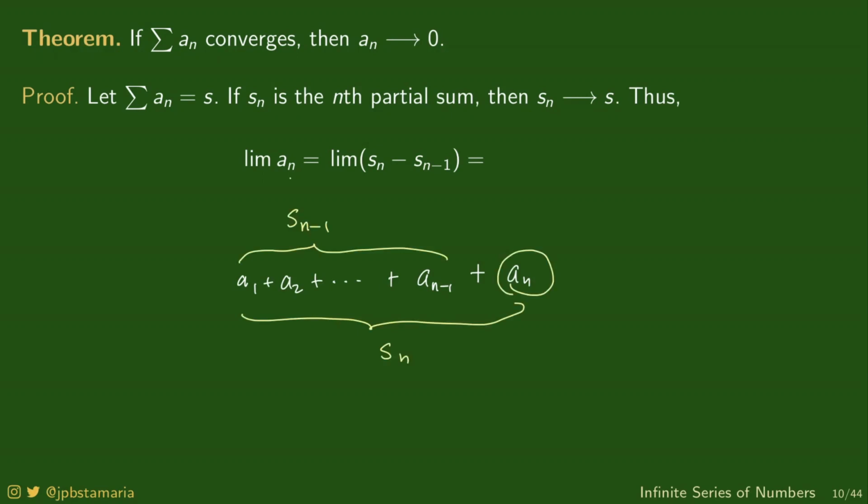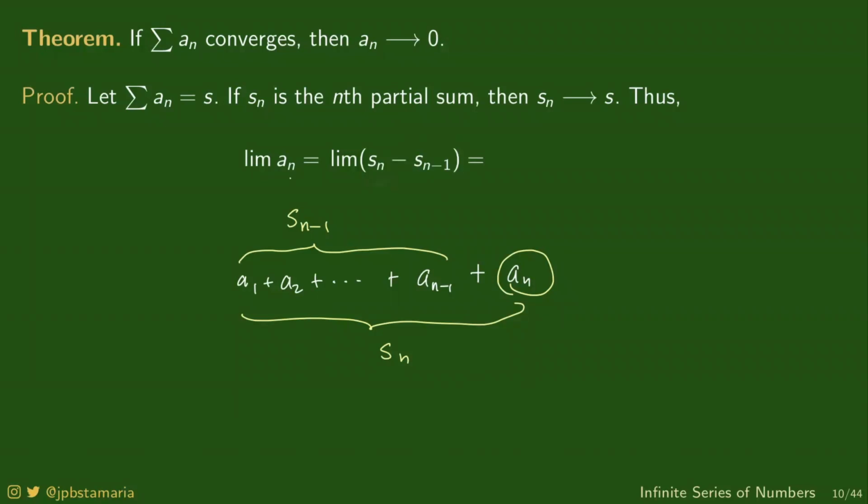Now, as you can see, si S sub n tsaka si S sub n minus 1, they are not really different sequences. Parehas na sequences ito. Ang nangyayari lang dito sa S sub n minus 1, atrasado lang siya na isang term. Pero kung saan pumupunta yung S sub n, doon naman din siya pumupunta. Nauna lang ito ng isang hakbang palagi.